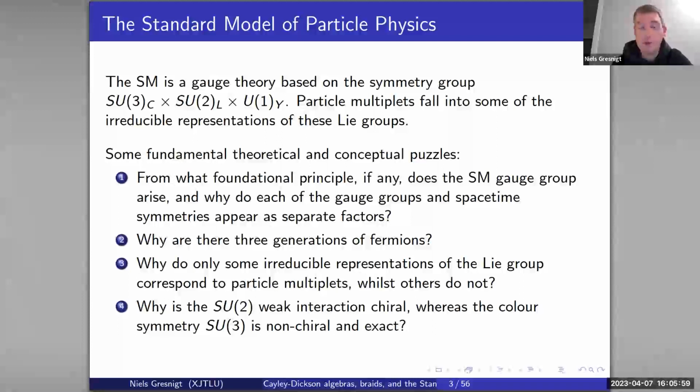We might also ask, why are there three generations of fermions rather than any other number of generations? And we might also ask why the SU(2) interaction is chiral, whereas the SU(3) interaction is not chiral and is exact as well. So there are different ways to go about trying to answer these questions.